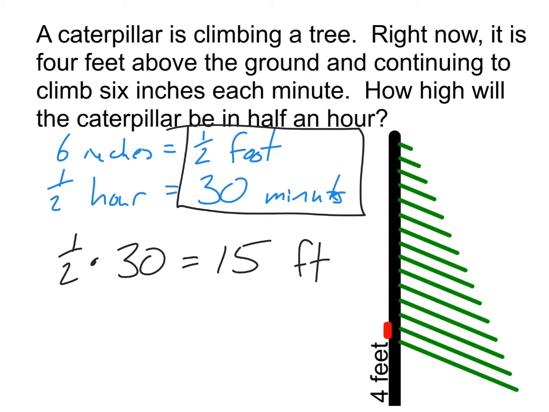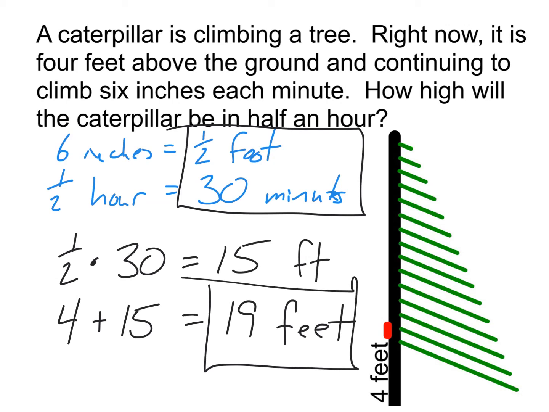That's a fast caterpillar. Well, it took him half an hour to get there. So if he climbed 15 feet, what's our answer? 19. Yeah. Because we started at 4 feet, and then we climbed 15 feet. So that's why he's going to be a grand total of 19 feet up our tree.